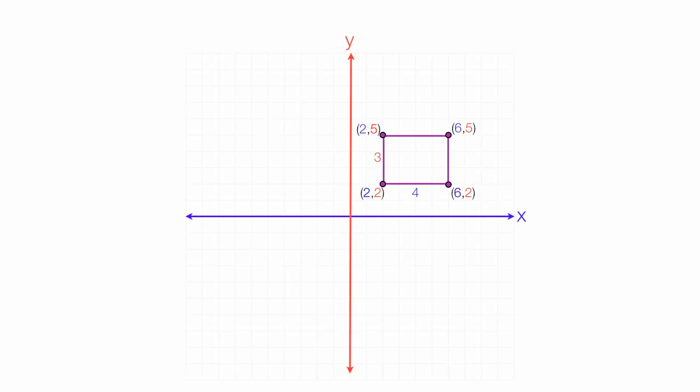So I have 4 points there. I can measure horizontal, I can measure vertical distances, and I can also measure angular distances using the Cartesian coordinate system. But that would be a video for another time.